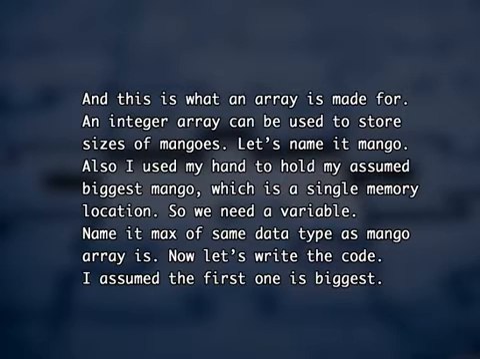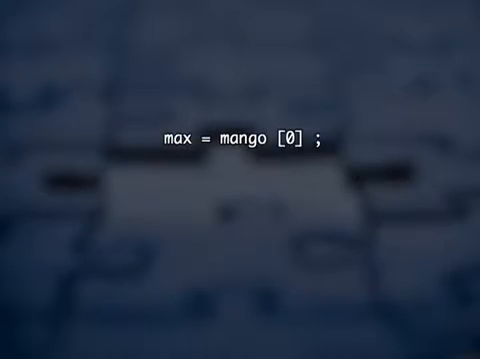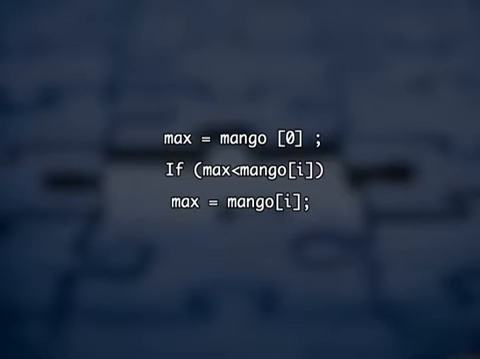Now let's write the code. I assume the first one is biggest. Here I am calling the first index 0 because array indexing starts from 0. This is our initial condition. Now I have to check it with the next one. Let's call the value of the current index i. If the condition is satisfied, max will be replaced by the current mango.